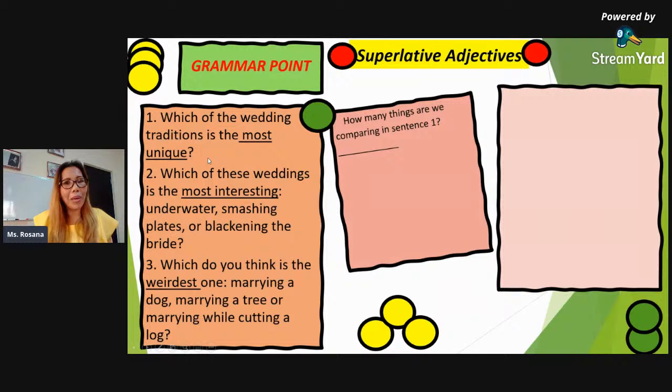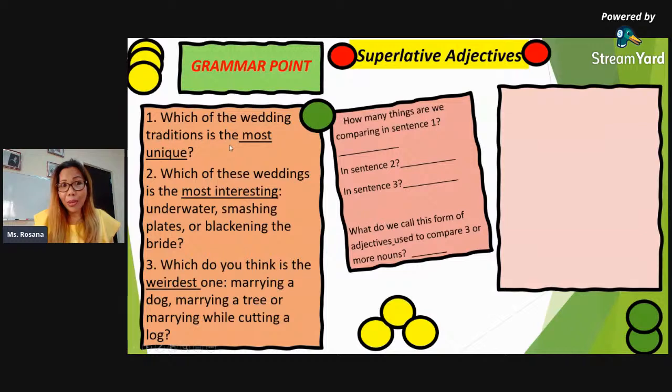How many things are we comparing in sentence one? The wedding traditions. Are we comparing one, two, or many? In sentence two, which of these weddings is the most interesting? How many are we comparing? Underwater wedding, smashing plates, blackening the bride. We are comparing 3 types of wedding, right? What about in sentence 3? Which do you think is the weirdest? Marrying a dog, marrying a tree, or marrying while cutting a log? We are also comparing 3, right?